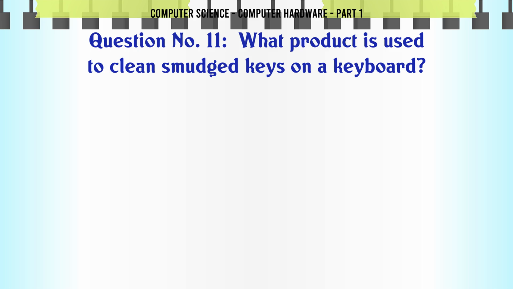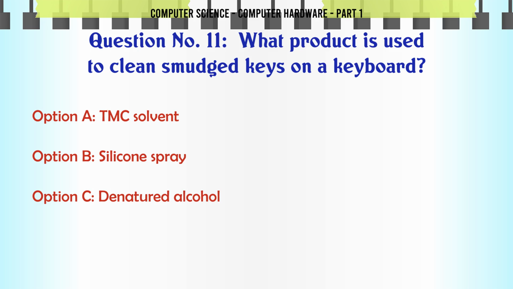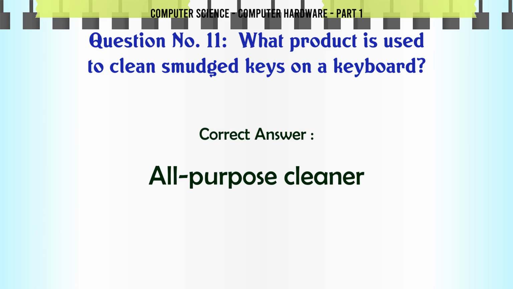What product is used to clean smudged keys on a keyboard? A. TMC solvent. B. Silicone spray. C. Denatured alcohol. D. All-purpose cleaner. The correct answer is all-purpose cleaner.